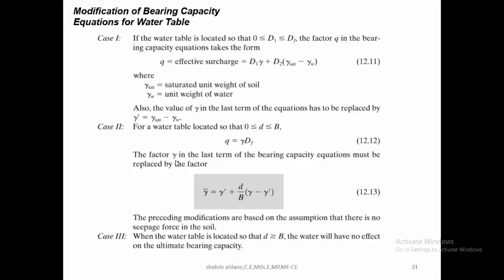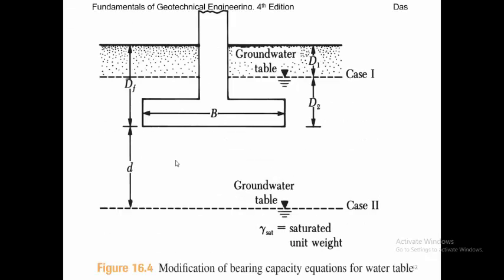Now, case 3: when the water table is located so that d is more than B, the water will have no effect on the ultimate bearing capacity. Case 3 is if d is more than B.